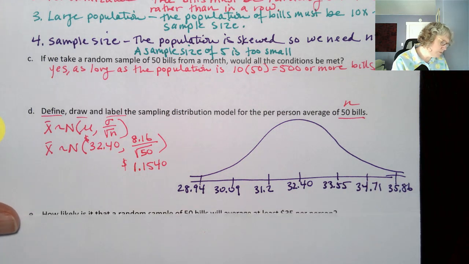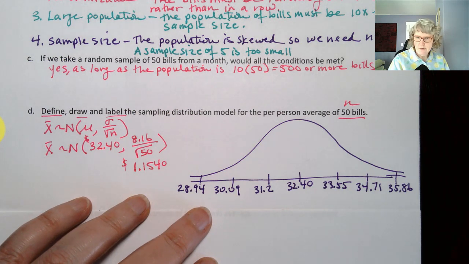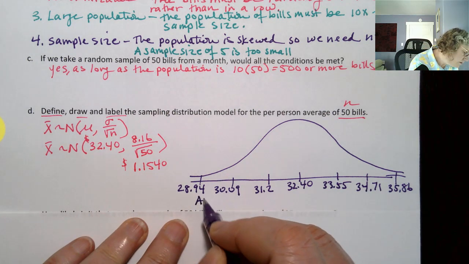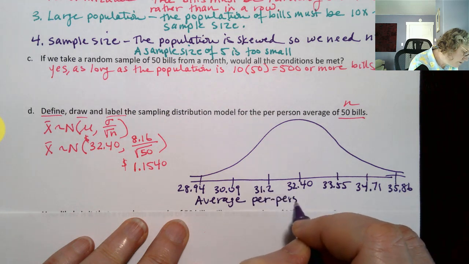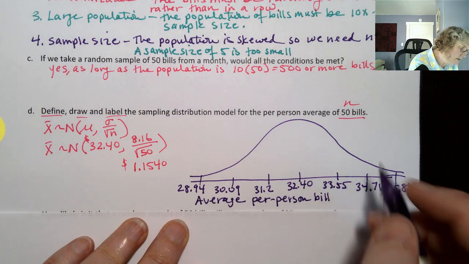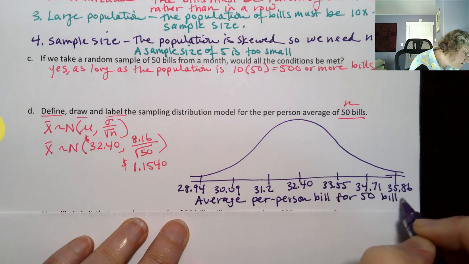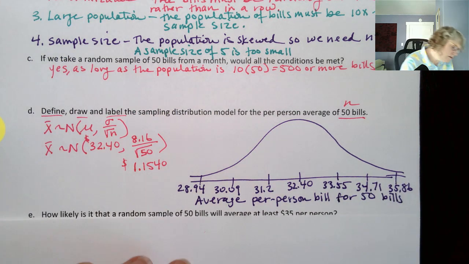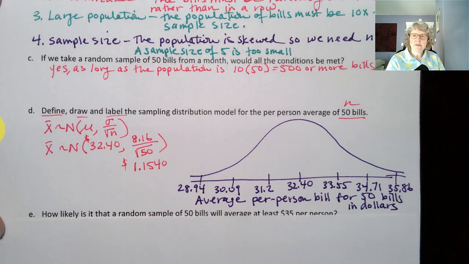So let's write our label. So we have the average per person bill from 50 bills, or average of 50 per person bills. Might have been a little bit better. Average per person bill for 50 bills. Okay, in dollars. Okay, got to get our units in there.